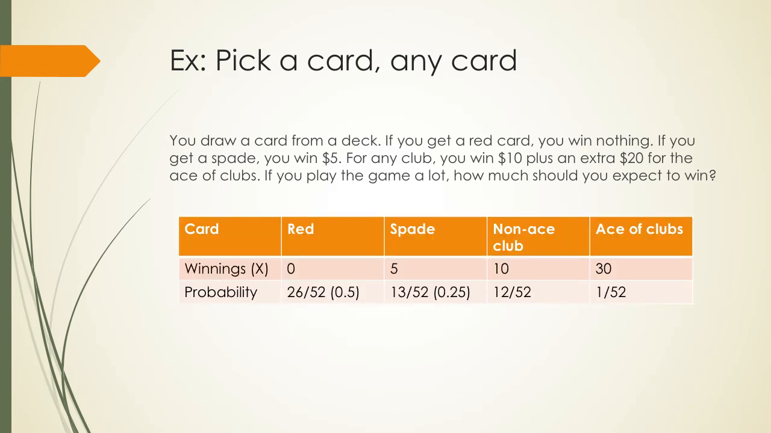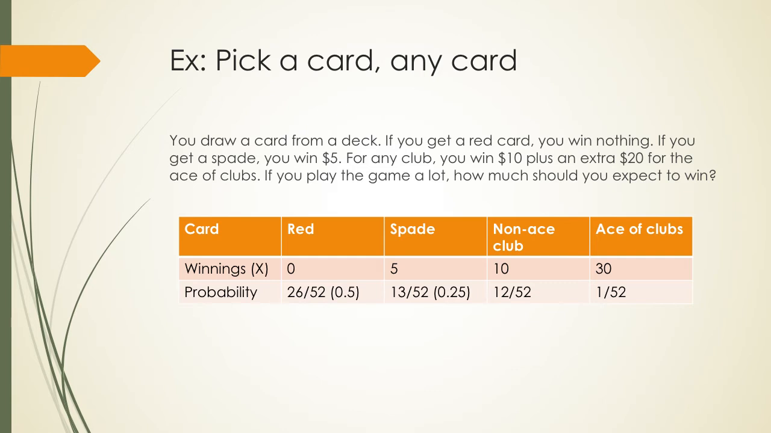To compute the expected value, we can start by creating a probability model. Here, I've identified the 4 different categories involved in the gameplay: red, spade, non-ace club, and ace of clubs. This corresponds to winnings of 0, 5, 10, or $30. This is the sample space. Next, we can determine the probability of each outcome. There are 52 cards in a deck, and half, or 26 of them, are red cards. Therefore, the probability of randomly drawing a red card is 26 out of 52.